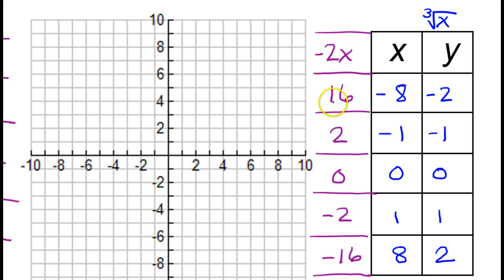Now, once you make a new x column, you can throw out the old one. So I'm going to use these x's and these y's. Now, really, only these middle 3 values are going to fit. So it kind of helps to know what the graph in general looks like. But for now, let's graph these 3 points.